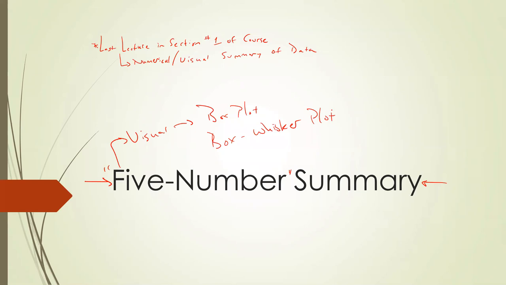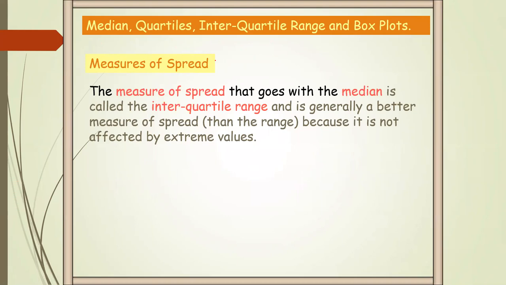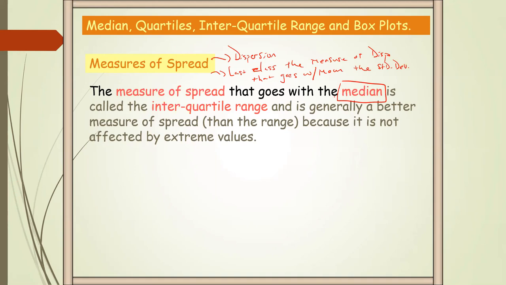Before we get into exactly what a box plot and the 5-number summary are, I want to go back and talk about a measure of spread, or a measure of dispersion. Last class, the measure of dispersion that goes with the mean was what we called the standard deviation, with the formula where each X value minus the mean. There's another really important measure of central tendency, and that was the median from last class. We're going to talk a lot about the median today. It turns out the measure of spread that works with the median is what is called the interquartile range.